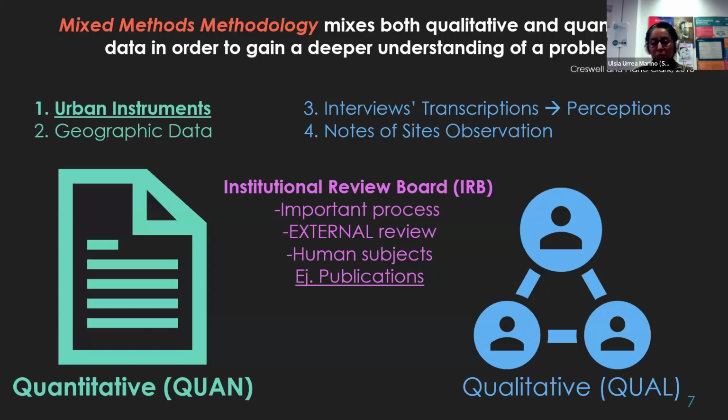And at this moment, it's very important to mention the Institutional Review Board, or IRB, at least at the university in which I'm studying, because it's an important process for external review of your work. You need to conduct it before you start your work, and because it's for research directed to human subjects, it guides you to structure your work in an ethical and also methodological way. So I think it's very important to mention that. And for example, some publications now don't allow you to publish if you don't mention that you have had this kind of external review of your work.